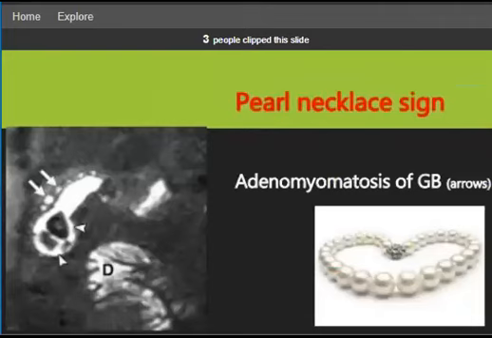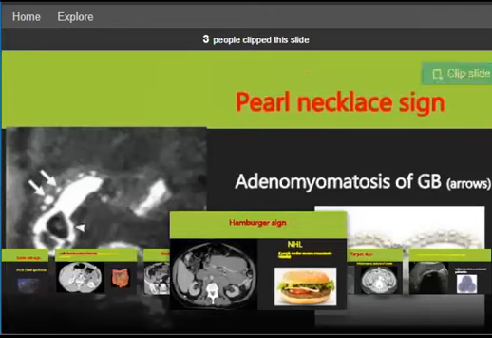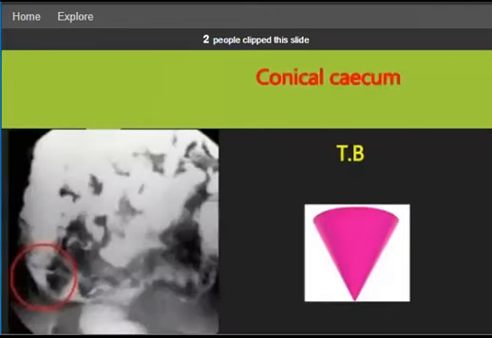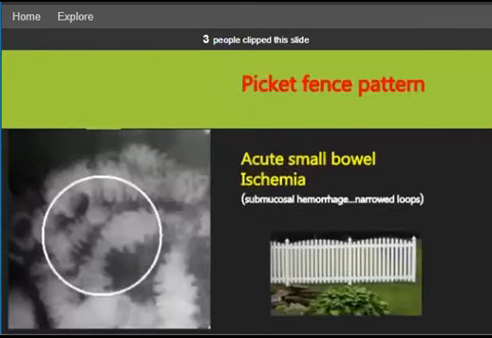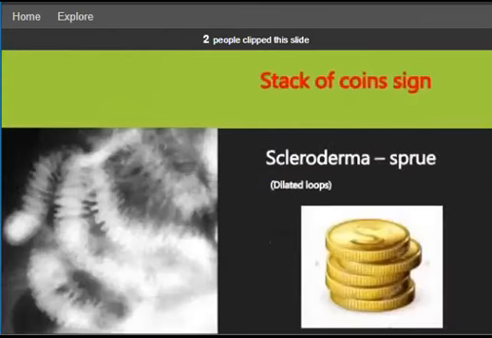Bear necklace sign, adenomyomatosis, we show it to you. I like this necklace again. Conical cecum, yeah, TB, and the differential again, we have a good differential. Something called Beckett-Vance pattern, which is acute small bowel ischemia. This can be described as submucosal hemorrhage, narrowed loops.